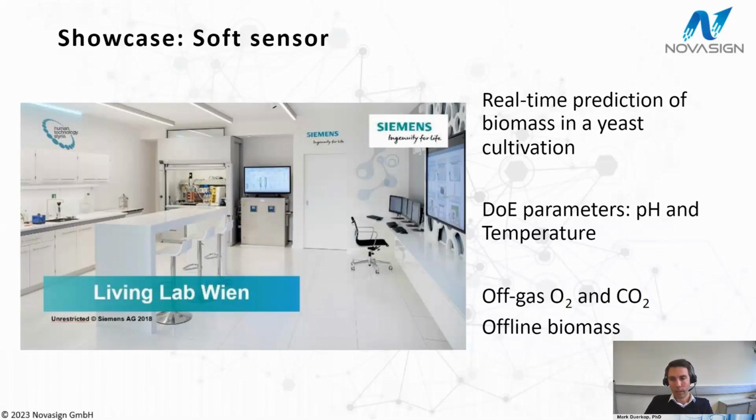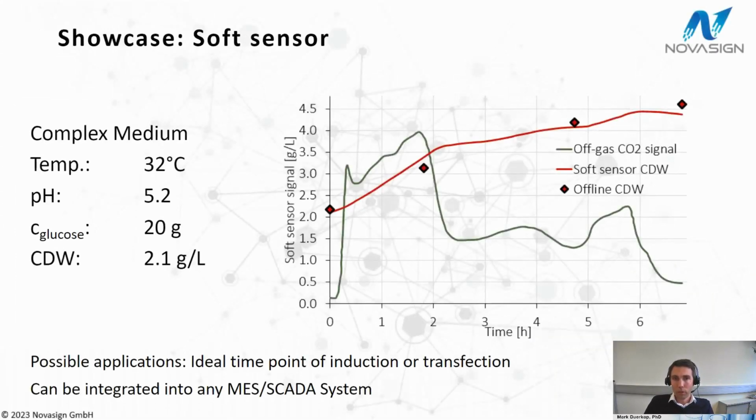And based on that, you can then take decisions like induction of cells, transfection of cells, harvesting of cells, whatsoever. So if you look at how this works, we characterized the design space, we created a process model, and now we took validation data, so a completely different run. And what you see is how the hybrid model predicts quite accurately the current biomass concentration in your bioreactor, which is this red line, based on the pH, the temperature, and the current off-gas measurement.